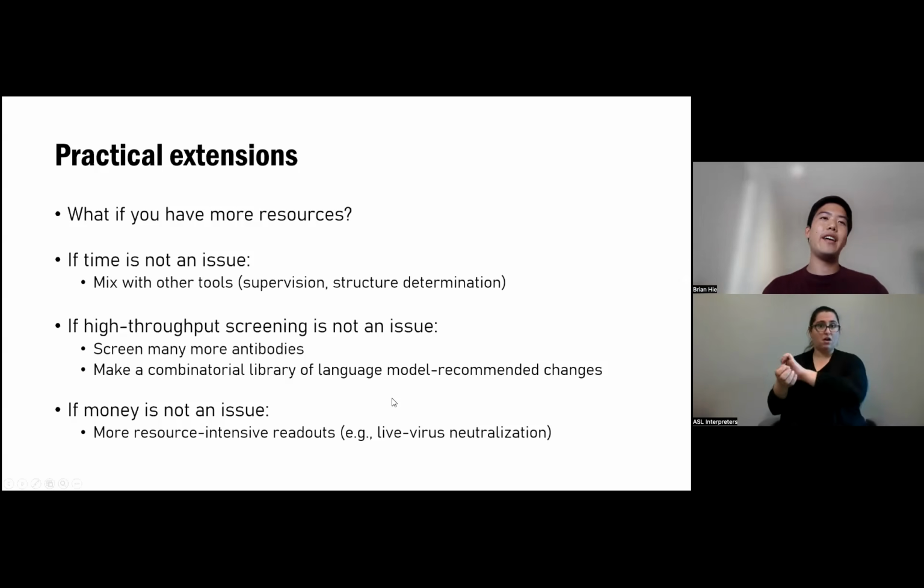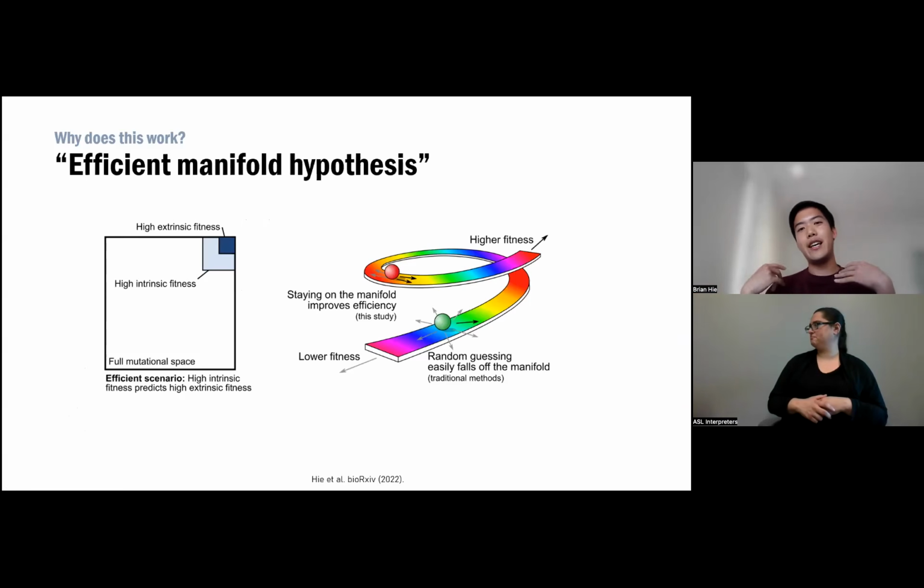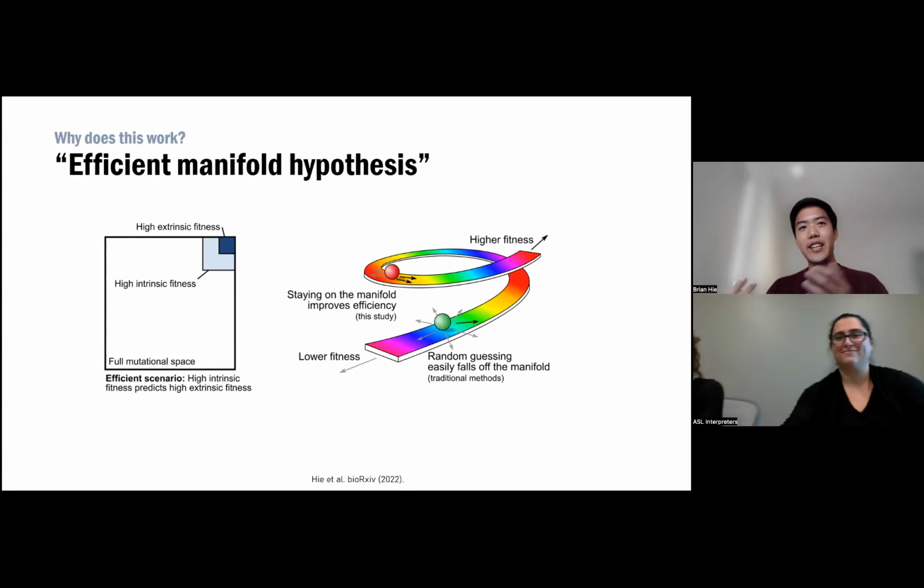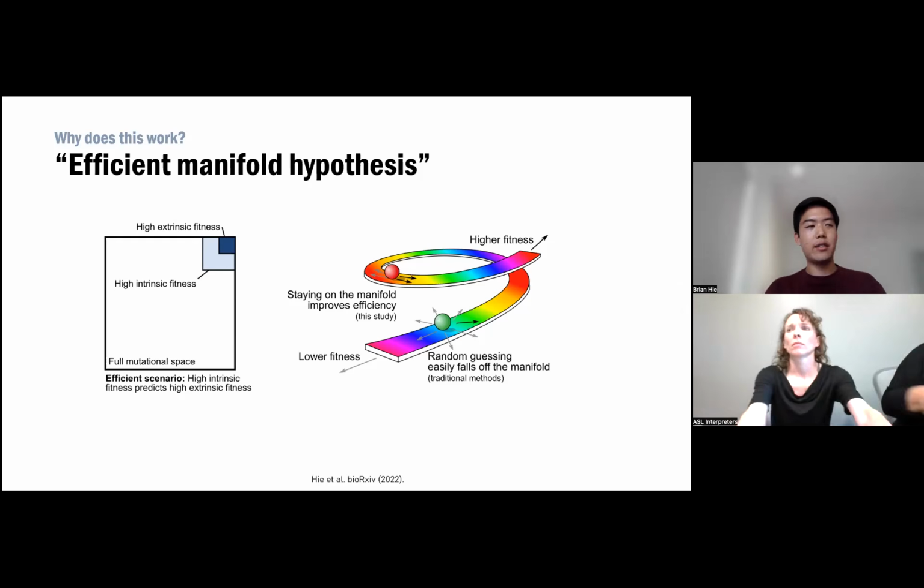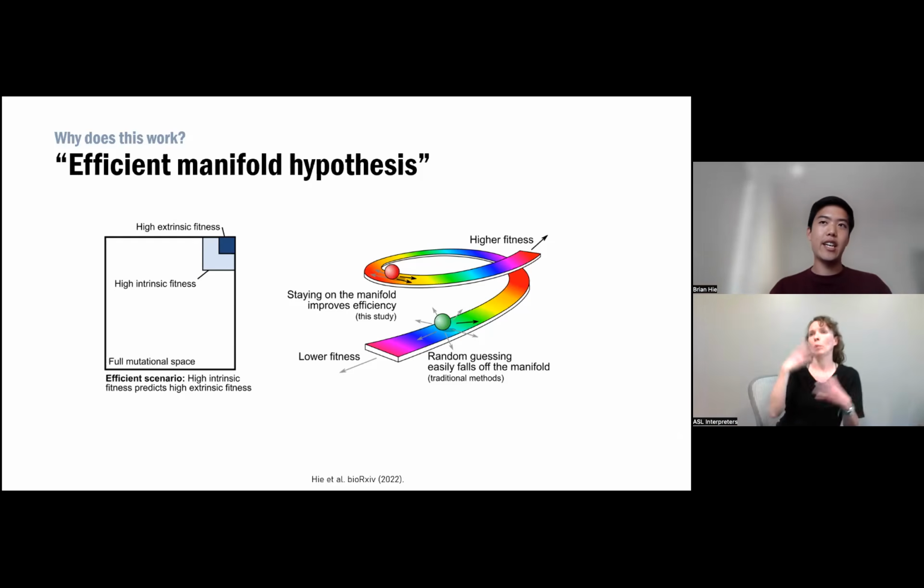Yeah, so the main takeaway is that this approach will be one part of the toolkit, and hopefully will increase the downstream efficiency of evolution moving forward. Fundamentally, we were very surprised that this method was working at all, because these language models have no idea that these antibody sequences are binding to anything.